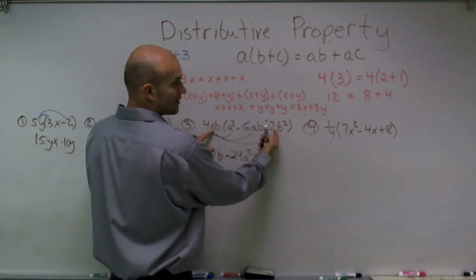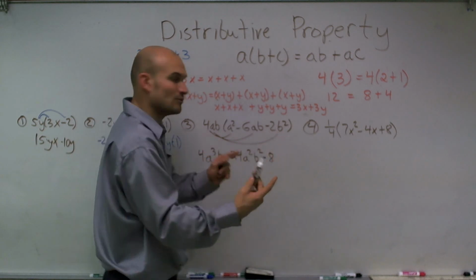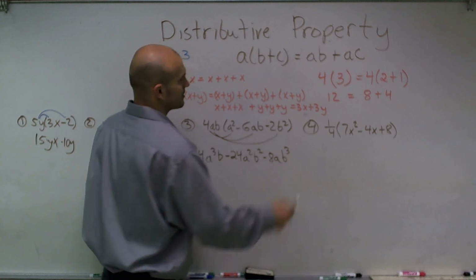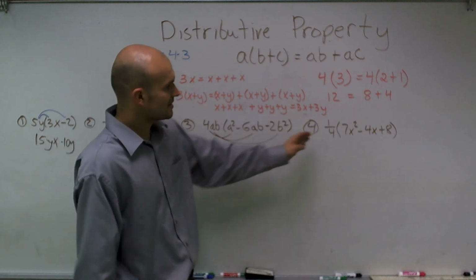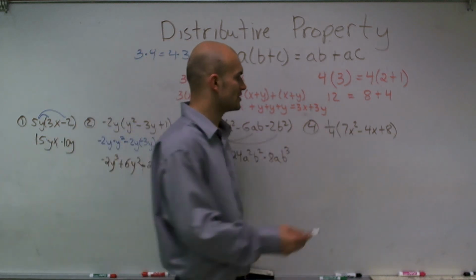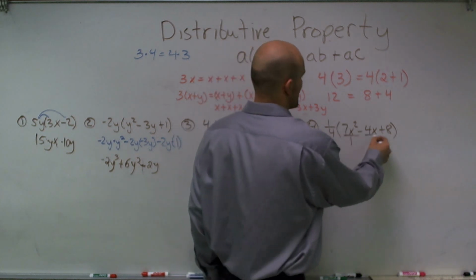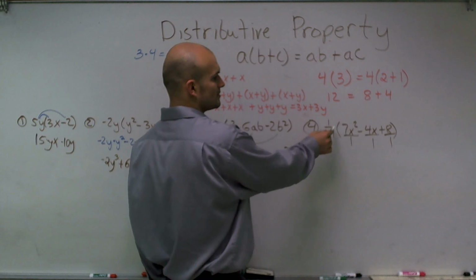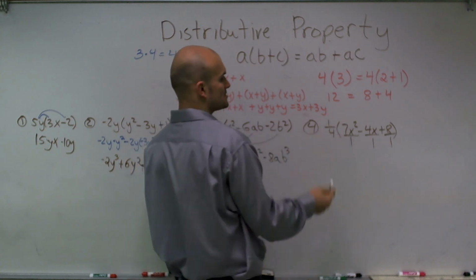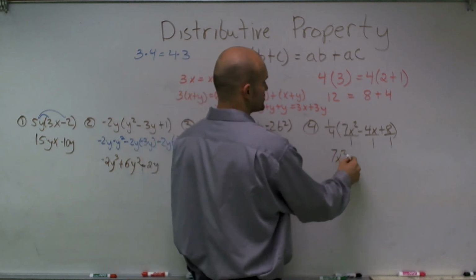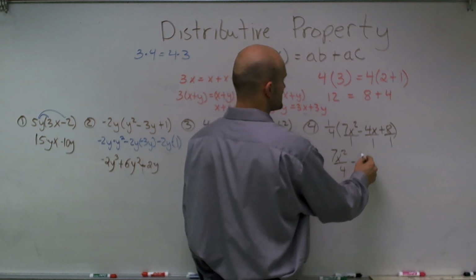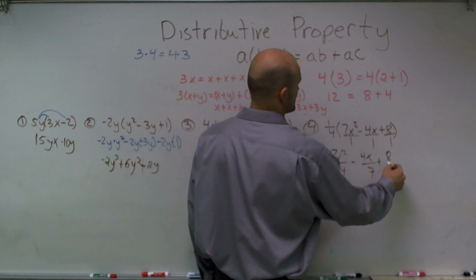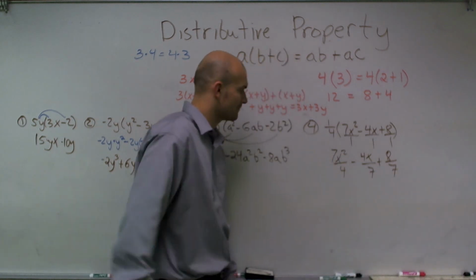A times, I don't have there, so it could be a to the 0, which would be 1. So I'm just going to write my a. And then b times b squared is b cubed. Lastly, again, it's the same thing. Just distribute your 1/4. These all do not have denominators, so I can make them a denominator of 1. So you multiply your numerator times your numerator, your denominator times your denominator. So you obtain 7x squared over 4 minus 4x over 7 plus 8 over 7.